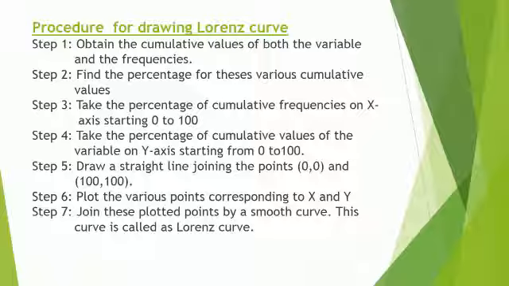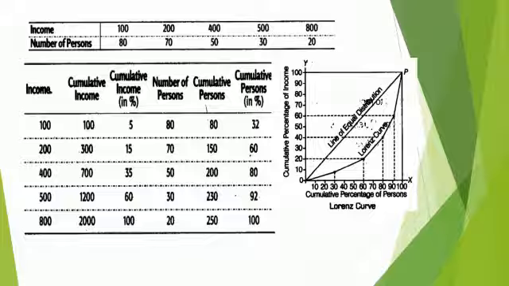Then we plot the rectangle bar. Last, join these plotted points by a smooth curve. This curve is called the Lorenz curve. I will explain how to draw a Lorenz curve with an example.